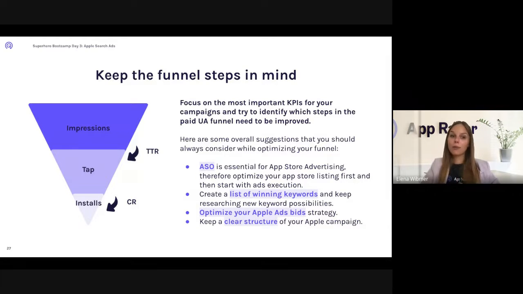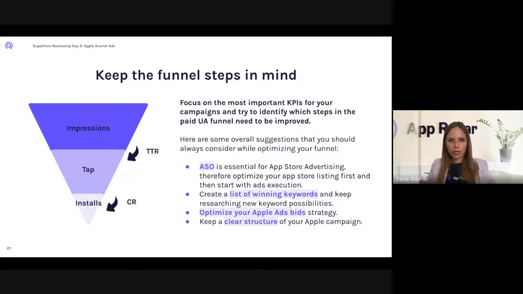When you have a problem with, let's say, you see that actually people see your ad, so you appear with it as an impression, then they also tap on the ad and they get into your store listing, but for some reason they do not convert into an install. So actually you got them where you want them to be, they arrive in your store listing, but then they do not convert into an install. This is a sign that you should work on your organic store listing.